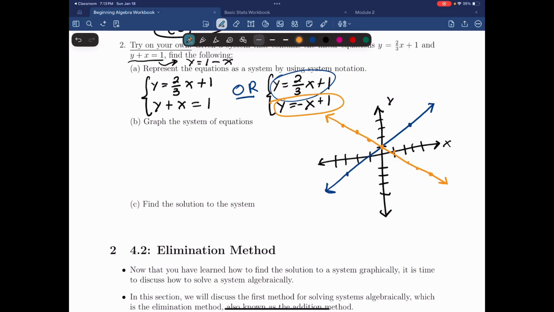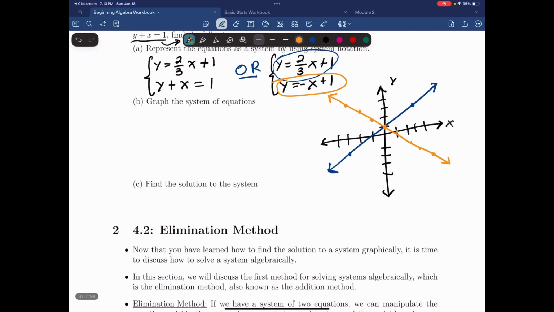Now, for part C, we're asked to find the solution to the system. Well, it just so happens that this specific solution also happens to be their y-intercept. So our solution to this system is at the point 0, 1.